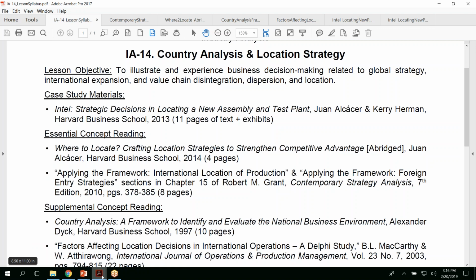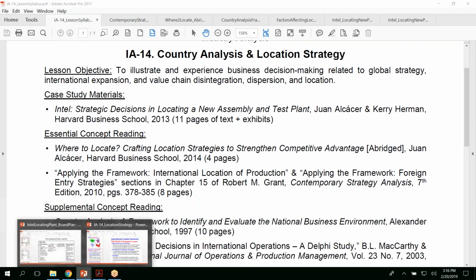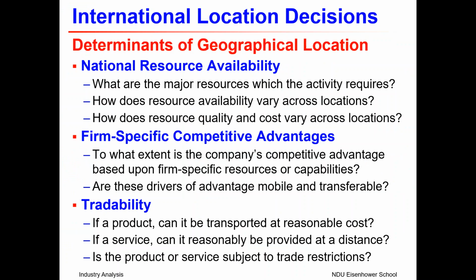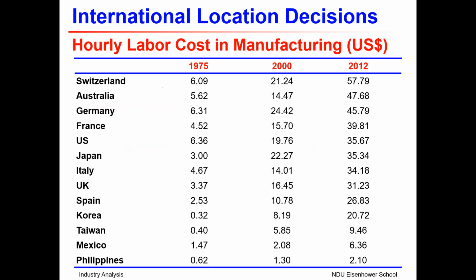So what I wanted to do is make students aware of these other perspectives that are in the reading. That's why in the slides, up front in the class before we get into the case study, I am going to say, okay, what does your reading from Grant say in terms of international location decisions? I'm not going to read these slides to you, but you'll see they basically summarize everything in that Grant reading about location strategy. It talks about certain determinants: national resource availability, firm-specific competitive advantages and whether they are transferable, and tradability of the product. Is this something that you can even locate internationally, right?